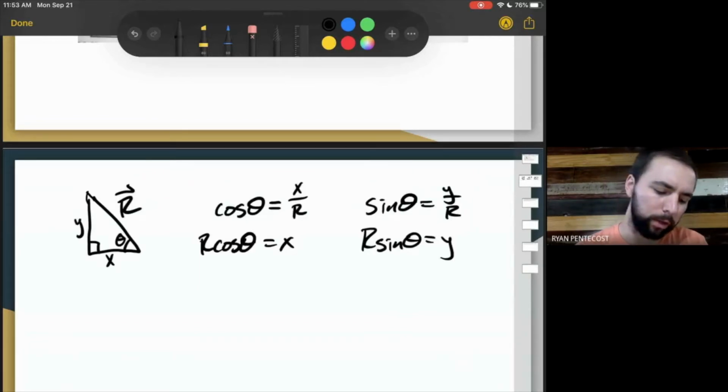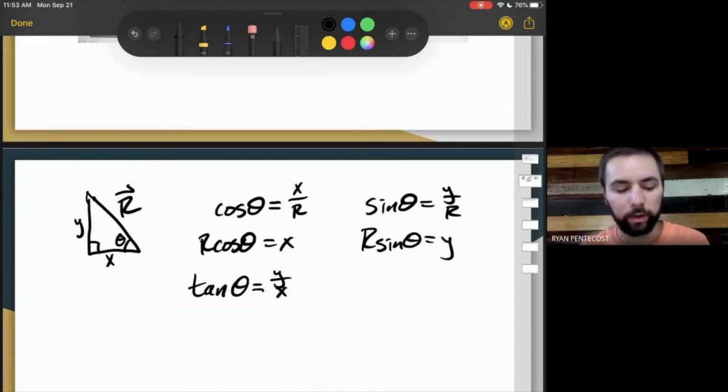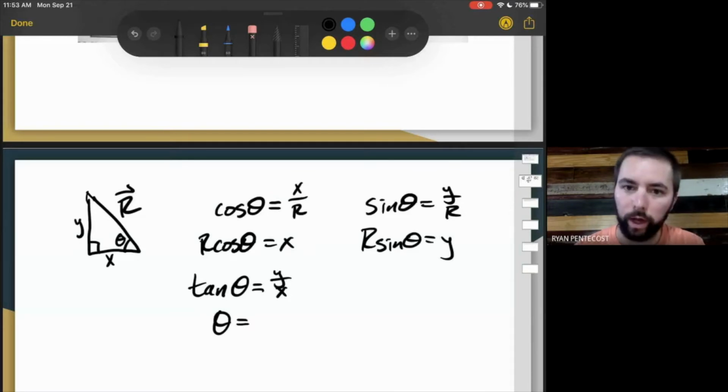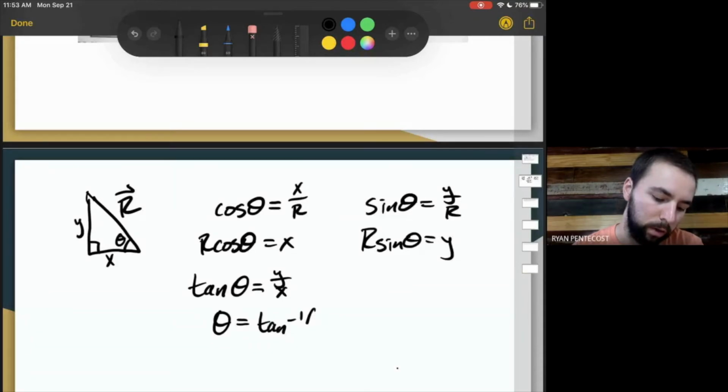Another common thing we're going to do is use tangent theta equals opposite over adjacent, so you have y over x. We won't use that often to find the length of something. We'll use that to find the angle, because oftentimes when you have a vector, you have the x and y component, so you can find the angle easily. So if you want the angle of a vector relative to the x and y axis, you would take the tangent inverse of y over x.